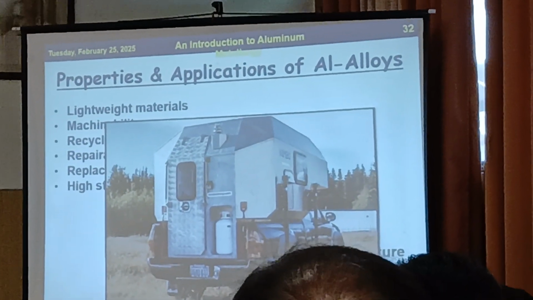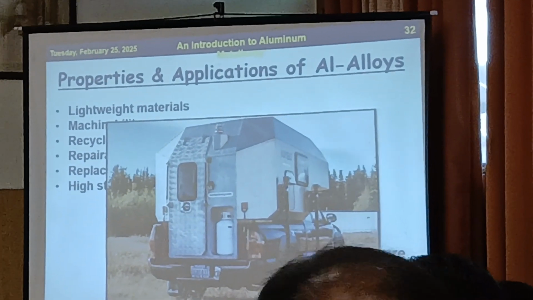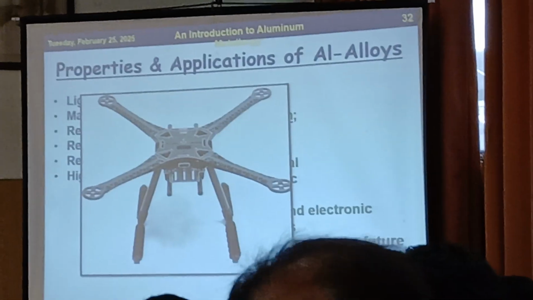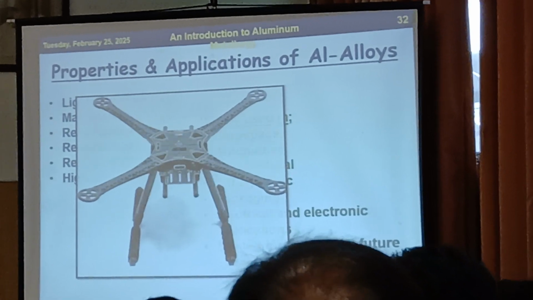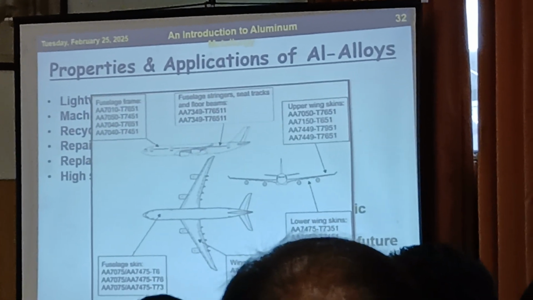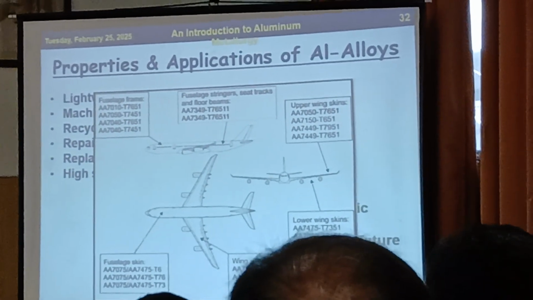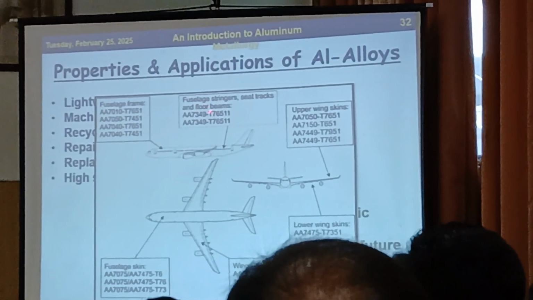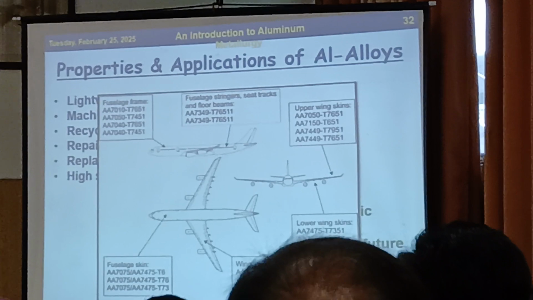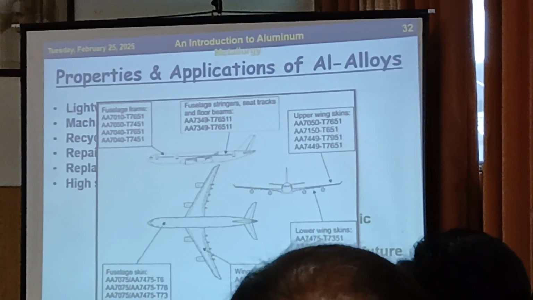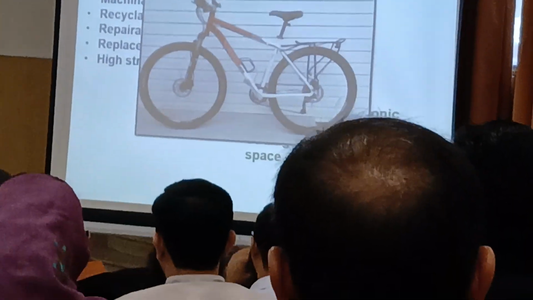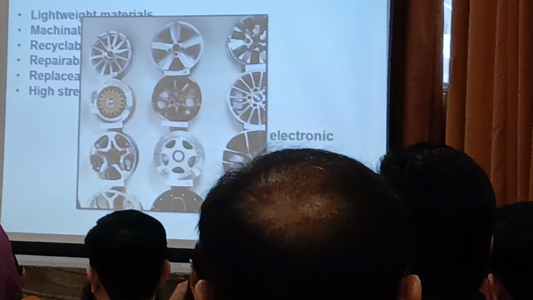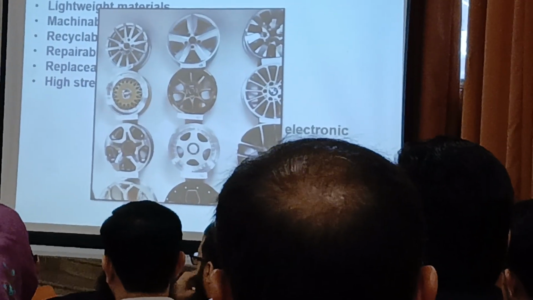Then aluminum sheet metal is used for making cabinets or camps, moving camps. Frames for drones, and a number of parts for the aircraft, where different alloys are used. You get bicycle frames of aluminum alloys, then alloy rims for automobiles.